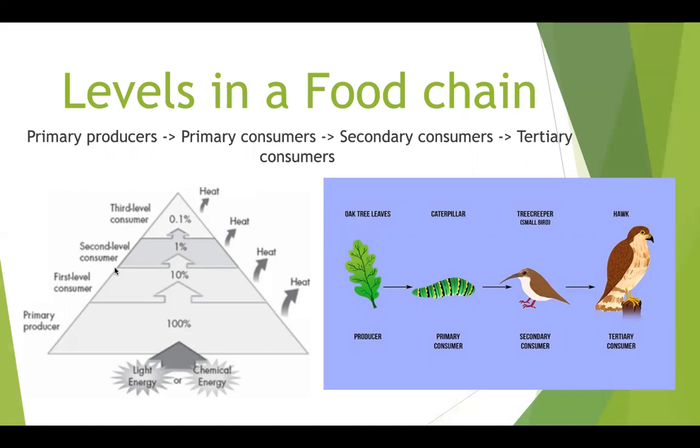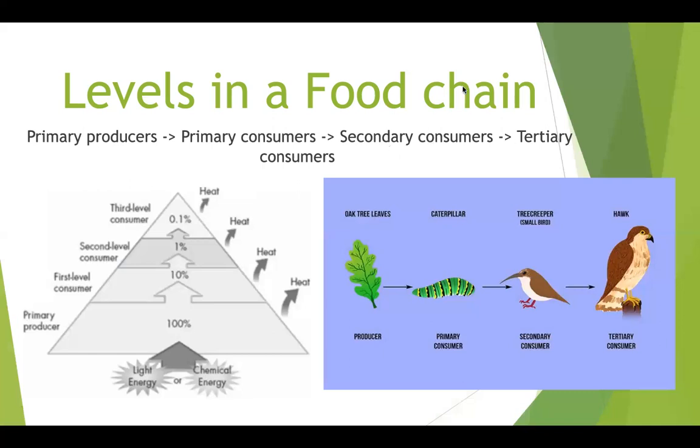The second level consumer has less energy and transfers 1% of energy to the next level on the food chain. Finally, the third level consumer takes the energy from the second level consumer, and now it has 0.1% of energy, not giving any energy to other animals since it's at the top of the food chain.